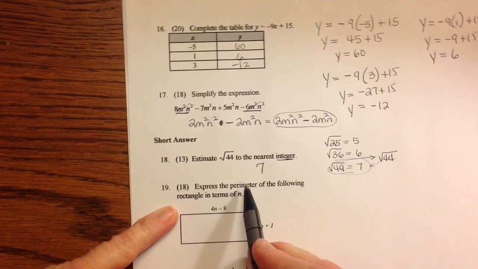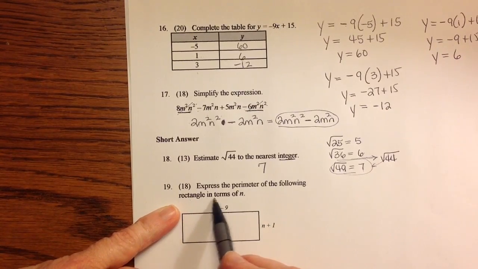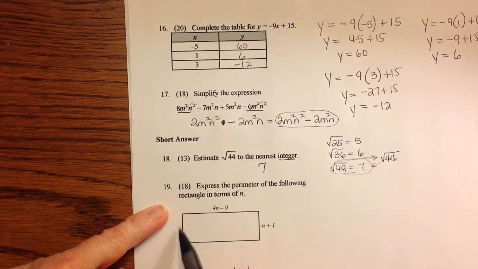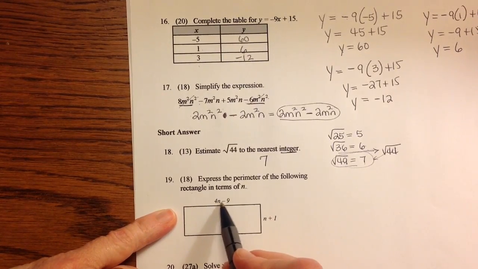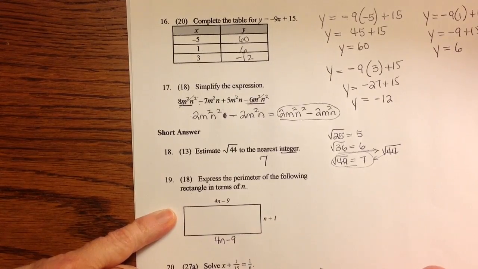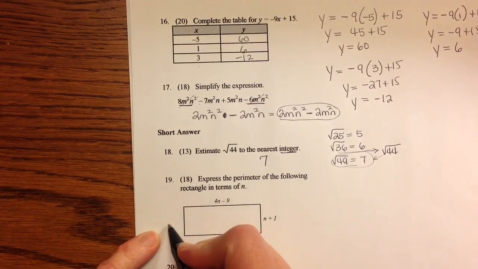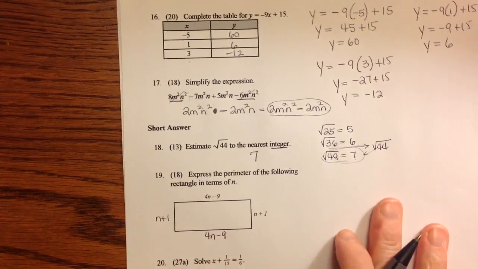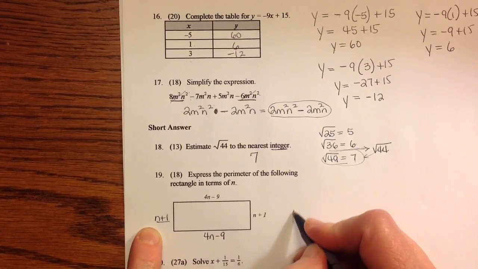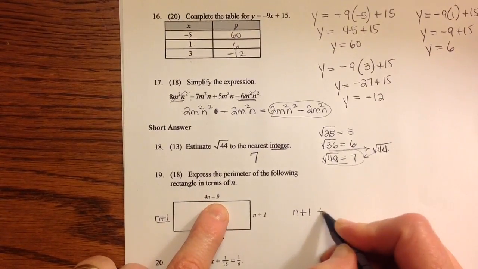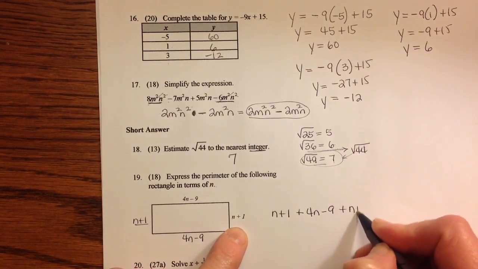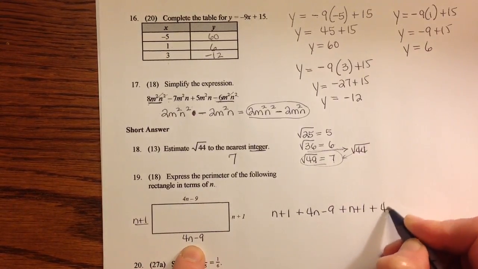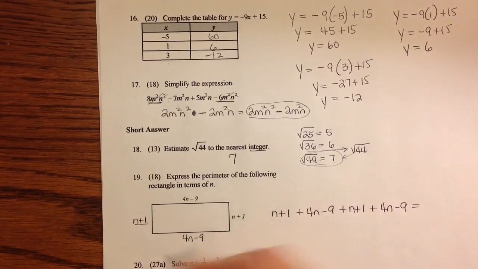Okay, express the perimeter of the following rectangle in terms of n. Well, to find the perimeter of anything, you got to add up all 4 sides. So I've got 4n minus 9, and then I've got the other side of the rectangle, 4n minus 9, and I've got n plus 1, and the other side that's n plus 1. Well, I'm going to start right here. I'm going to put n plus 1 plus 4n minus 9. I'm just going around, plus n plus 1 plus 4n minus 9. And there's all my sides, 4 sides.